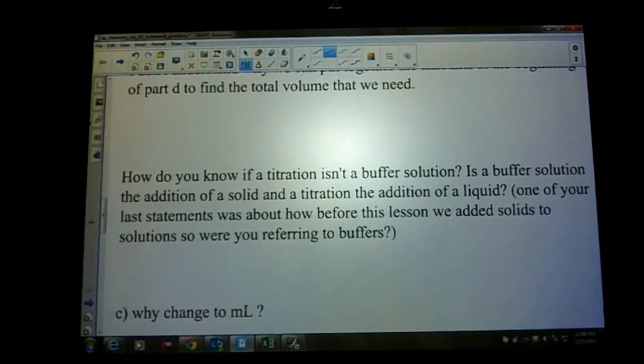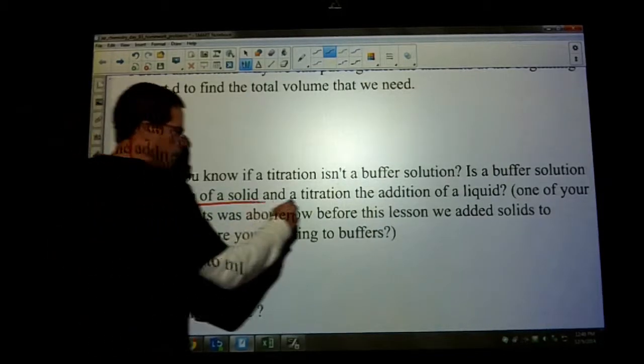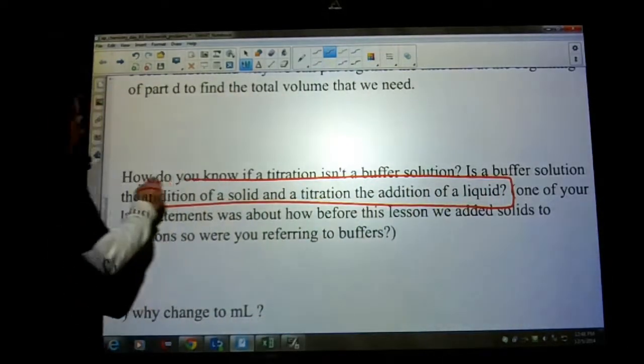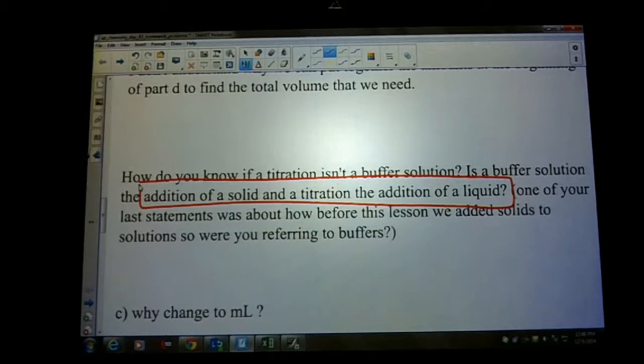How do you know if it's a titration, or wait a minute, how do you know if a titration isn't a buffer solution? Is a buffer solution the addition of a solid and a titration the addition of a liquid? Okay. Generally speaking, when you add a salt, it is a solid. When you're doing a titration, you're adding a liquid.